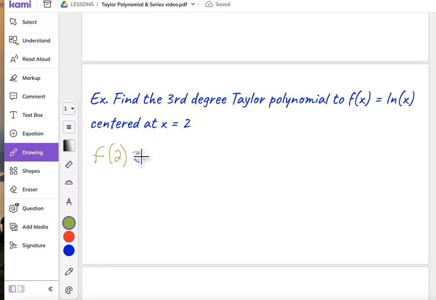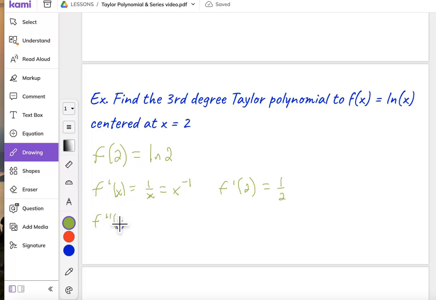Starting off, f of 2 would simply be natural log of 2. Then the first derivative of our function ln of x would be 1 over x. Because we're going to have to differentiate this a couple more times, I'm just going to rewrite that as x to the negative first power. For the sake of putting together our polynomial formula, we can evaluate this first derivative at 2, and we get 1/2.